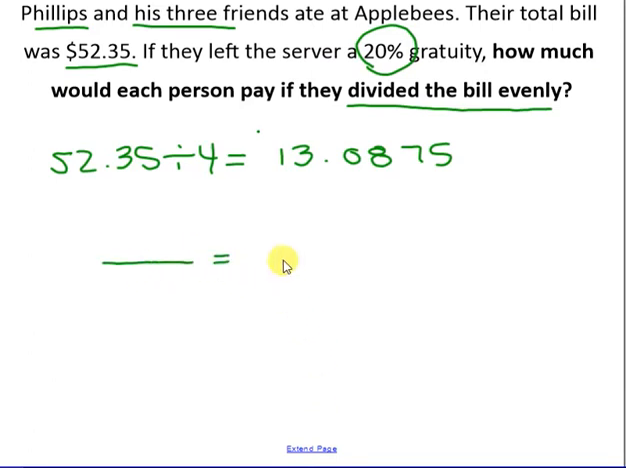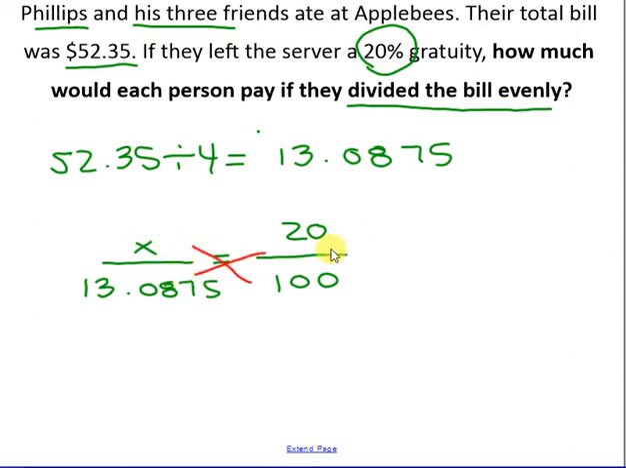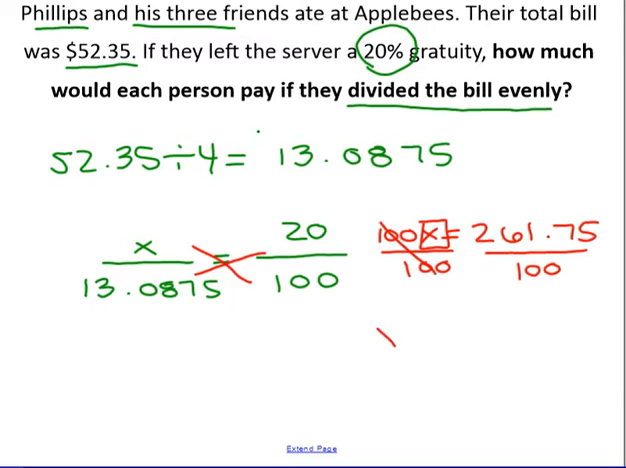Now I need to figure out how much the tip is. So I make a blank proportion. 20% is the tip, always over 100. Each person is going to pay 13.0875, and the x goes up here because that's the tip I'm trying to find. I'm going to cross multiply. 100 times x is 100x. And then 13.0875 times 20 is going to be 261.75. Box the variable. Divide both sides by 100. X equals 2.6175. Now, this is just the tip.